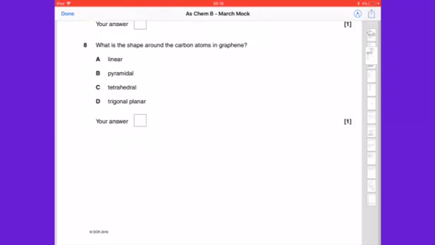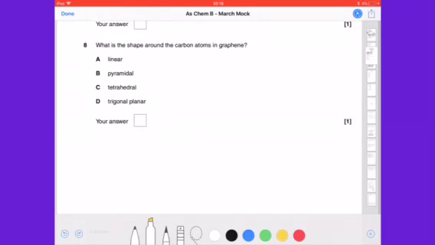Graphene is one of the giant covalent structures that you do need to know for the course, and graphene basically has a carbon structure where there are 3 bonds and 1 free electron, and for that reason, because there are 3 bonds, no lone pairs, it is a trigonal planar shape as your answer.